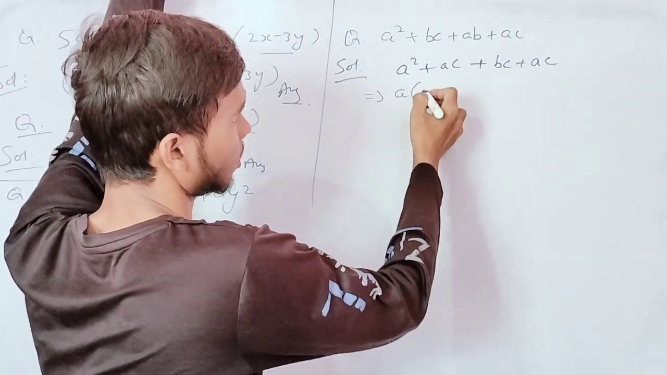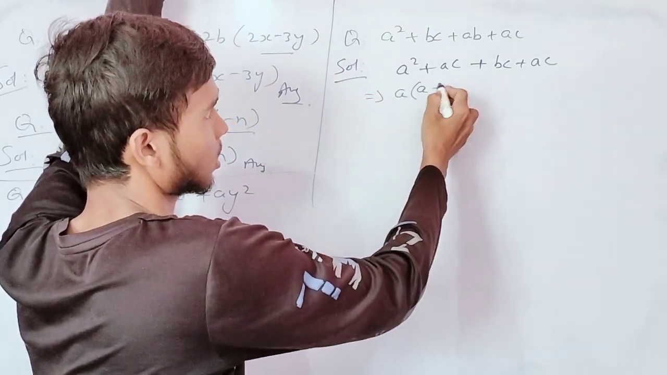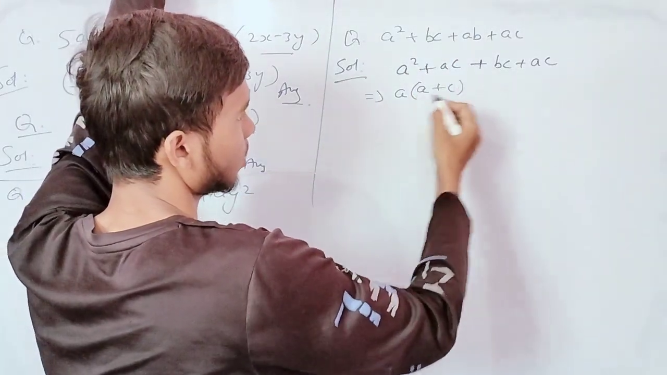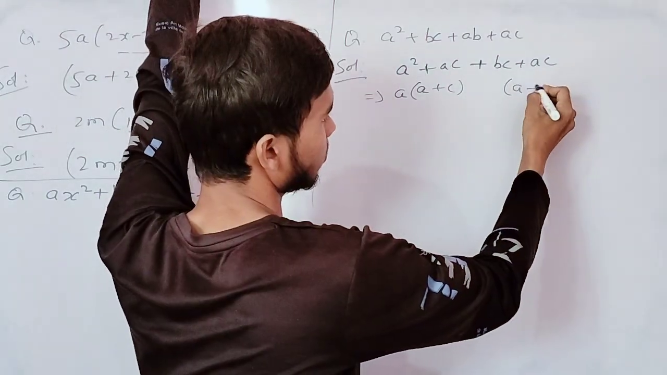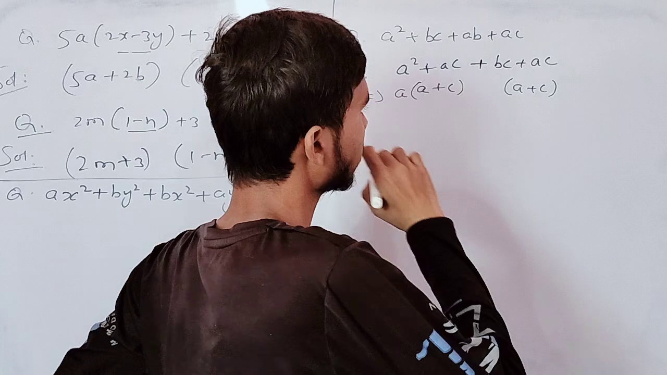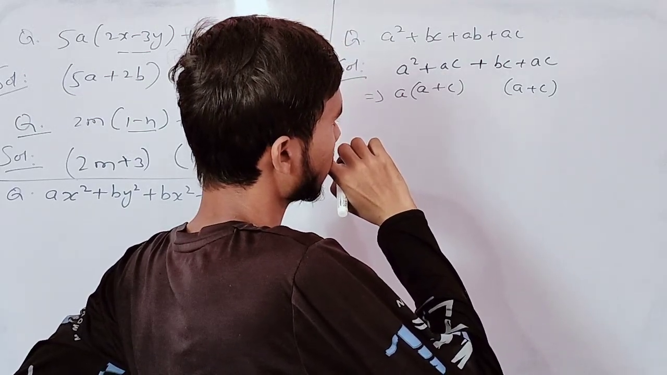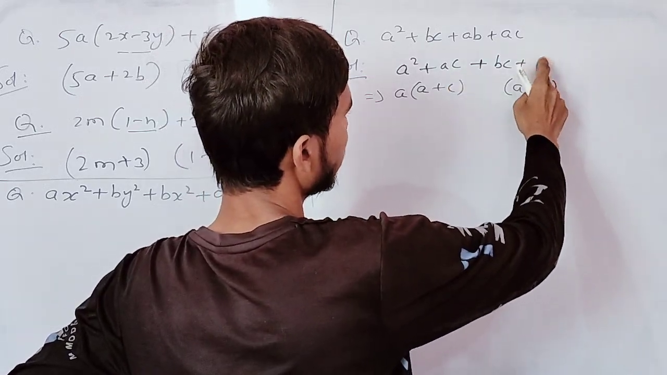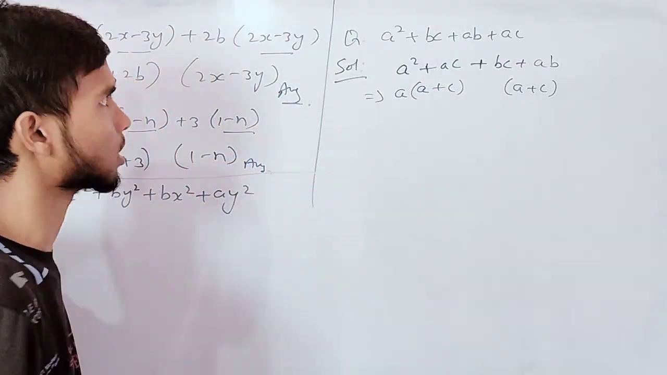Now A, I will write here A because it will give us A square. Now this is already A, only C I will write. Now here, as you know, it can be written as here same. Now here is AC, so it will be what? AB, isn't it? AC.